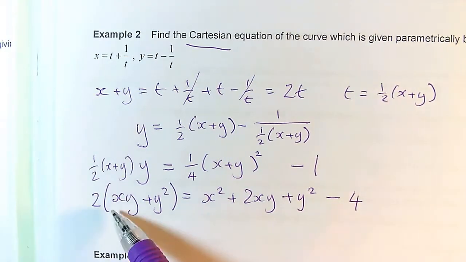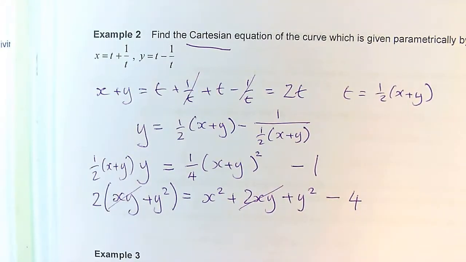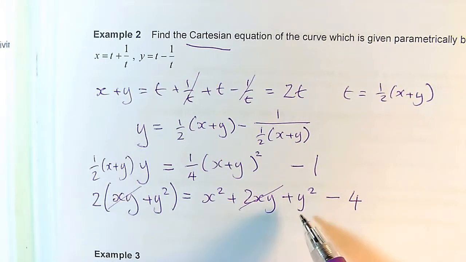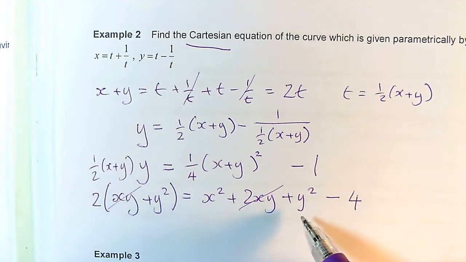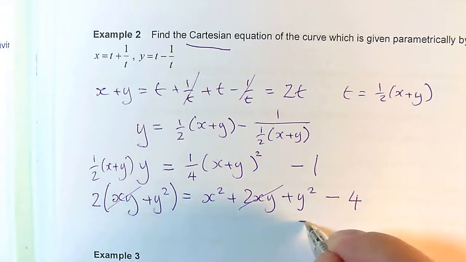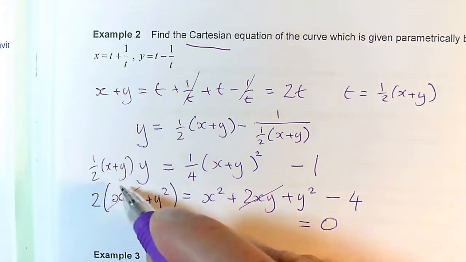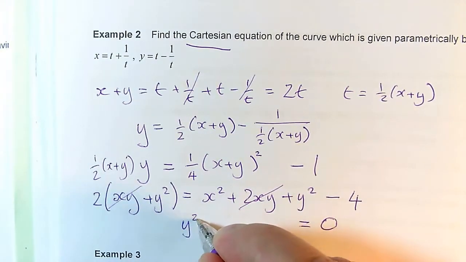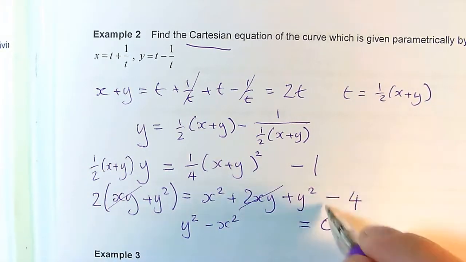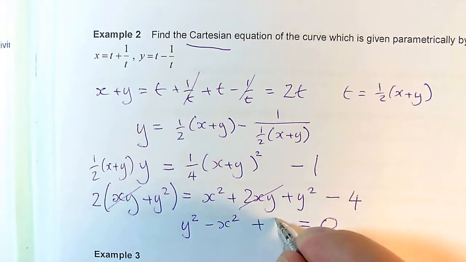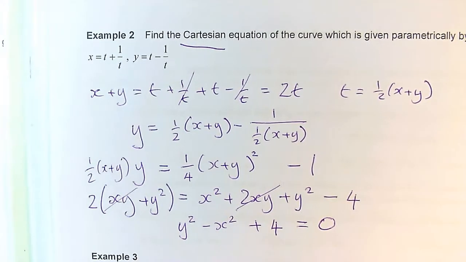So, I've got 2xy here, but that's going to cancel with the 2xy there. So this was a good thing to do. And I've got a 2y squared here. I've just got 1y squared here. So if I subtract y squared, let's get 0 on the right hand side. So I'm taking y squared away from 2y squared, so I'm going to get y squared. And I'm taking away this x squared, because I want to get 0 here. And I'm adding this 4, because I want to get 0 on that side. So there's my equation, y squared minus x squared plus 4 equals 0. And I'm done.